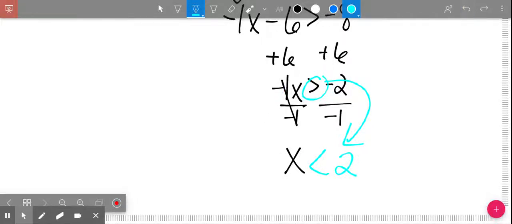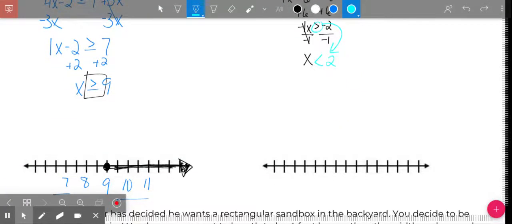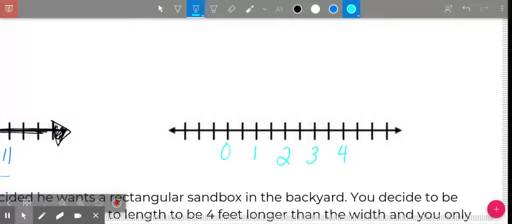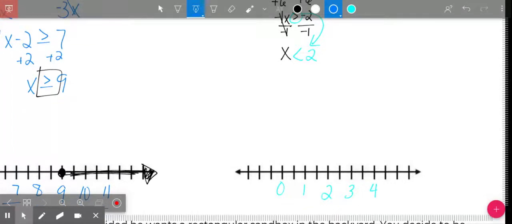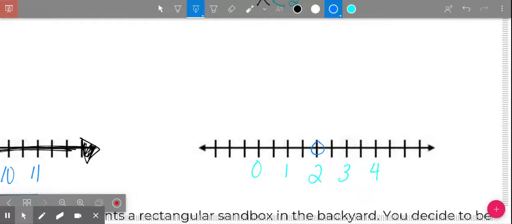From here, we're going to start with a 2 in the middle, a few numbers bigger, a few numbers smaller. It is just less than, so since it is just less than, we're going to have an open dot over the 2. And it's less than, so we want all the numbers that are less than 2. Well, 0 and 1 are both less than 2, so we're going to shade on that side.